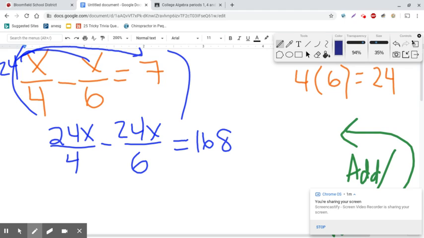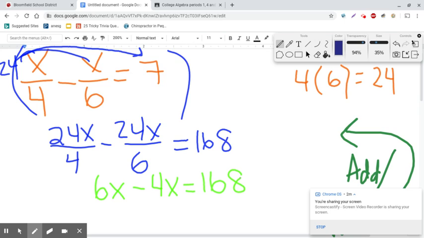So from here, guys, we're just going to simplify, all right? We're just going to simplify our fractions. So 24x divided by 4 gives us 6x. Bring down your minus. 24x divided by 6 gives us 4x. And we can't simplify the 168, so we just bring that down.